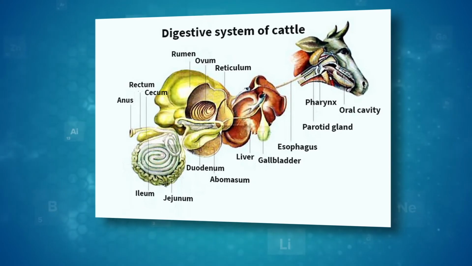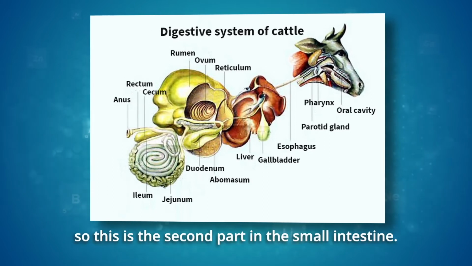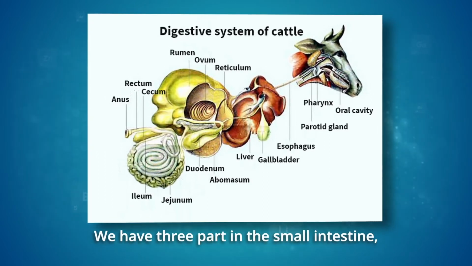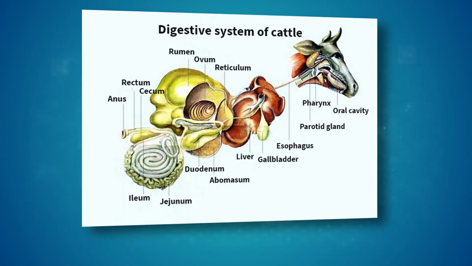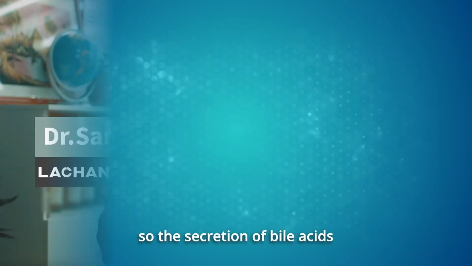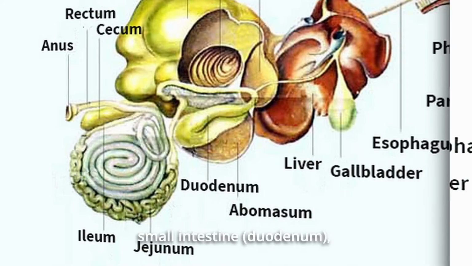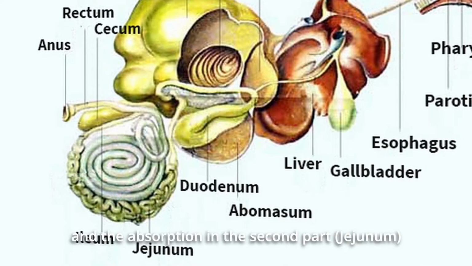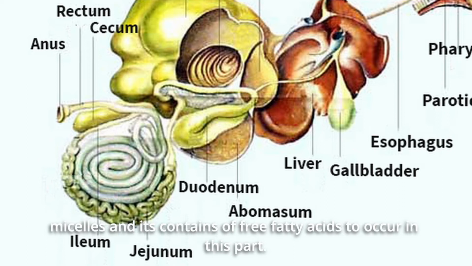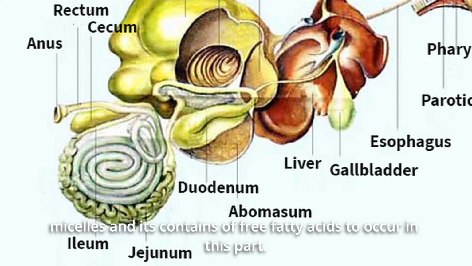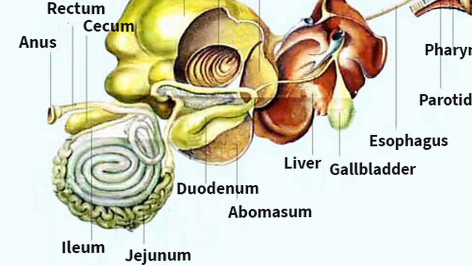After the micelle is formed from the combination of bile acid and lipase, it starts to be absorbed. The absorption occurs in the second part of the small intestine, the jejunum. We have three parts in the small intestine: the first is the duodenum, the second is the jejunum, and the last is the ileum. So the secretion of bile and lipase occurs in the duodenum, and absorption starts in the jejunum. Here the absorption from micelles and of free fatty acid by the gut wall occurs.